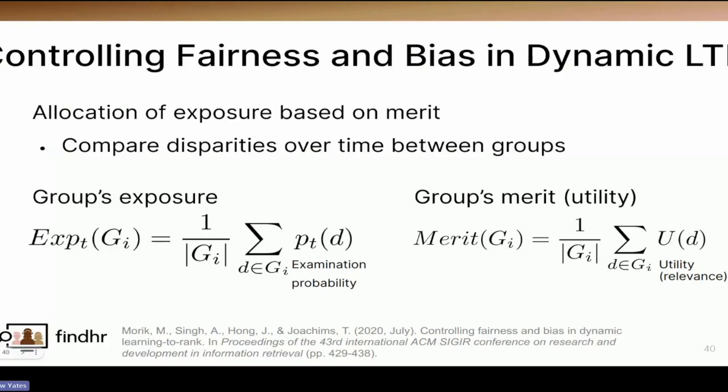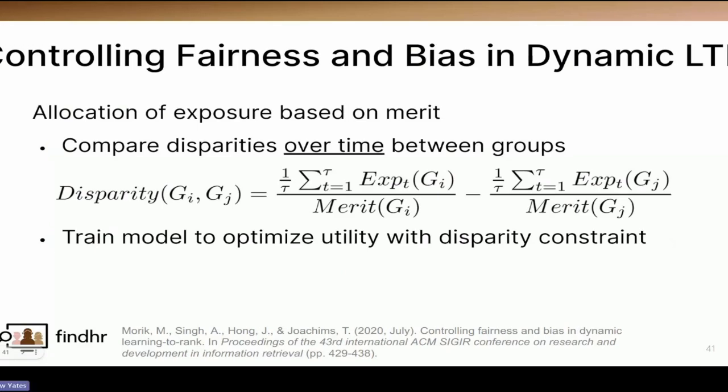And on the right, we have what they call the group's merit. This is just the utility. So this is the average utility of that group. And so we want to balance these two quantities, the utility of the members of a group and how often they're shown to the user. So we would modify the loss similarly to Delta in order to include this group's exposure component.